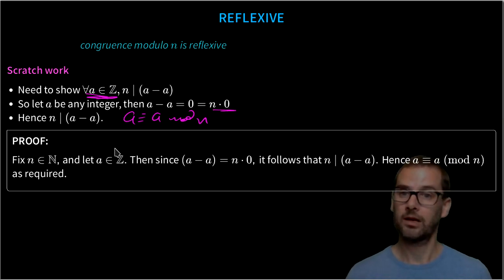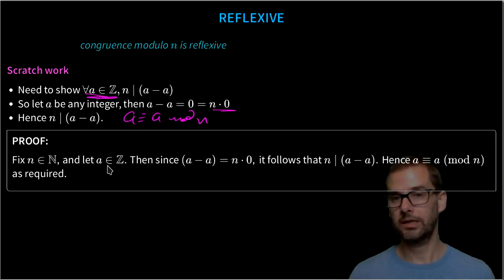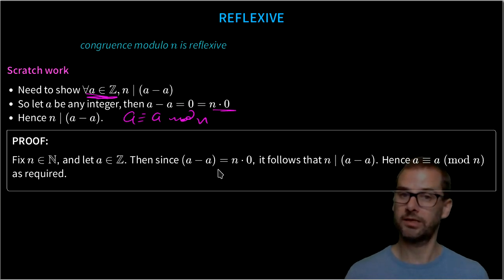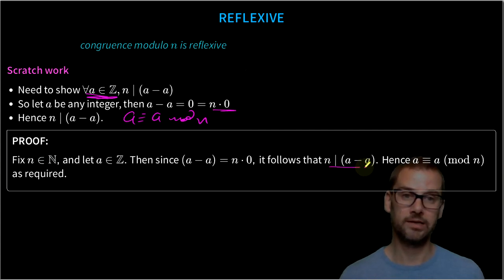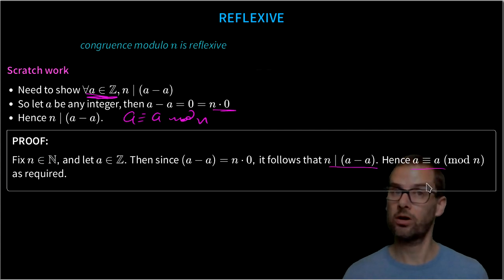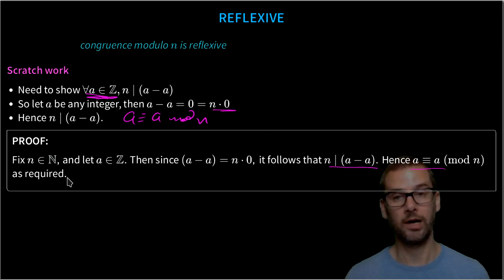So we fix a natural number n and let A be any integer. Then since A minus A is n times 0, it follows that n divides A minus A, and hence A is congruent to A mod n, as required. And that's enough to show that it's reflexive.